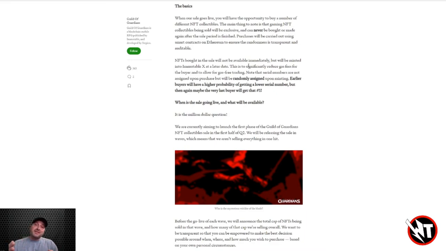Seeing that Immutable X is being taken on by OpenSea gives me that much more confidence that this is going to work out. So this is a very, very positive sign for Guild of Guardians. I like it. Awesome job, Immutable X. Keep working hard. Let's move on to the next one here.